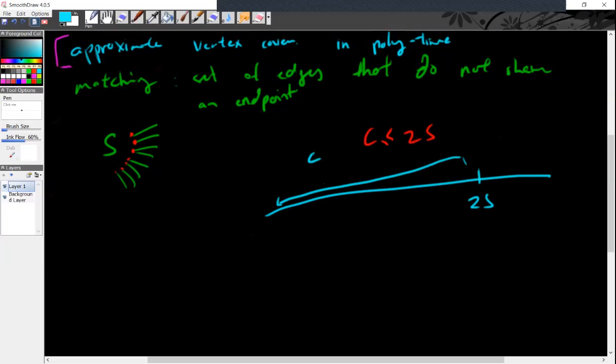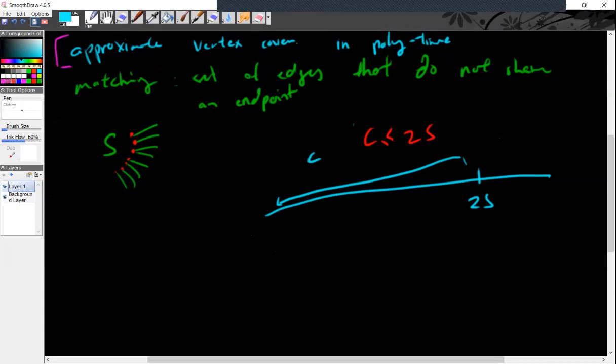Now, the scary thing is that if you only have one inequality, last semester I've actually had students ask me this: if you only have one inequality, why isn't this good enough, right? Why doesn't this show me what I want? Like for example, I know C is at most 2 times S, right? The thing is that C could be really small, and S could be really big.